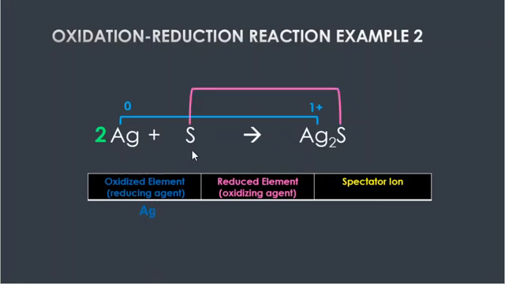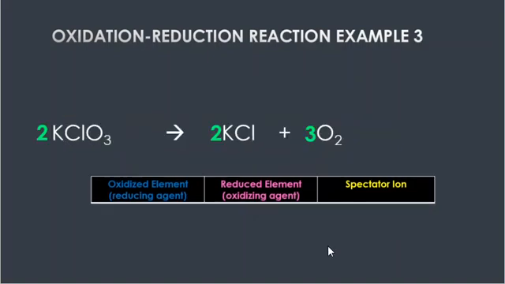Next, we're going to look at sulfur. Sulfur in its pure elemental state has an oxidation number of 0. And on the product side, present in an ionic compound, it has the oxidation state of -2. Notice that is possible due to a gain of negatively charged particles called electrons. So because it's gaining electrons, it is assigned the label of being the reduced element or the oxidizing agent. In terms of the spectator ion, well, there are no other ions or no other elements present, so in this case, there is no spectator ion. Let's move on to look at our next example.